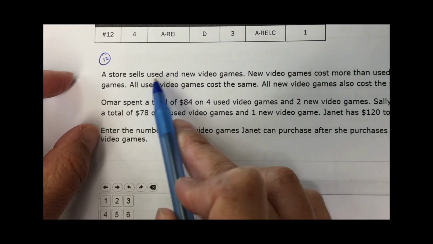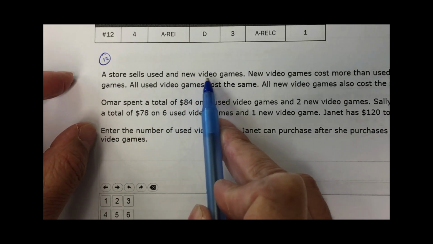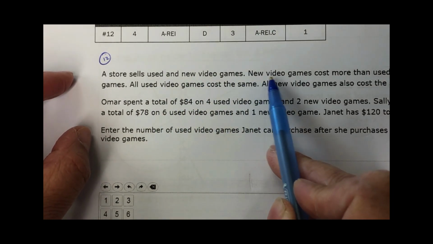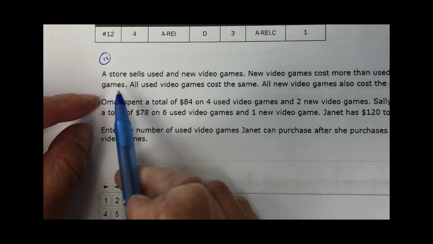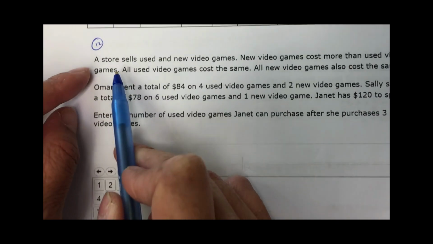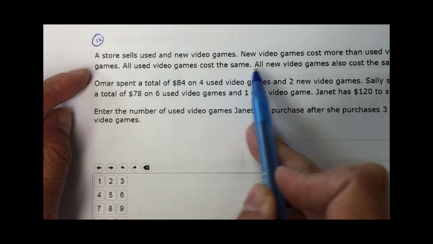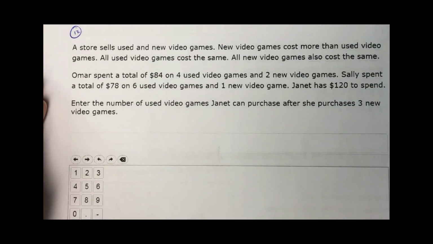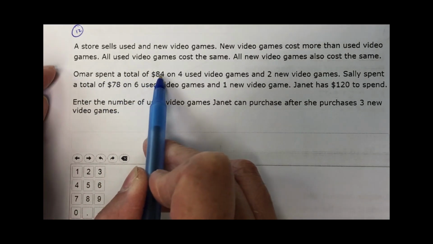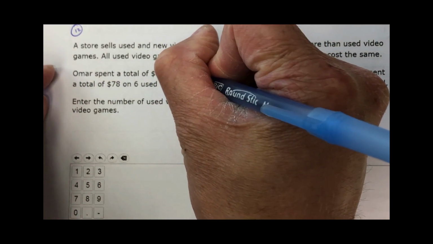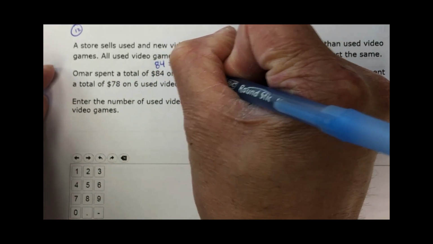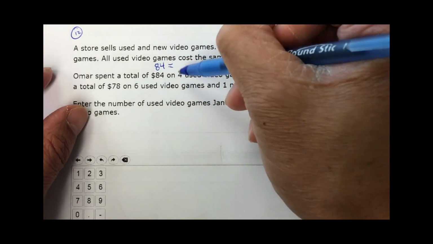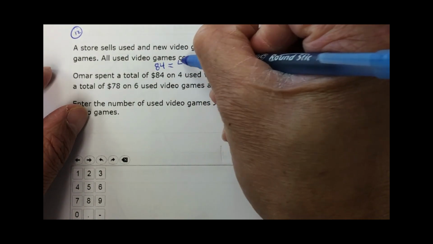Alright, question number 12. A store sells used and new video games. New video games cost more than used games. Yes, that is true in stores. All used games cost the same, and all new video games also cost the same. Oh, that's a good place to go to. Omar spent a total of $84 on, or equals to, 4 used games.